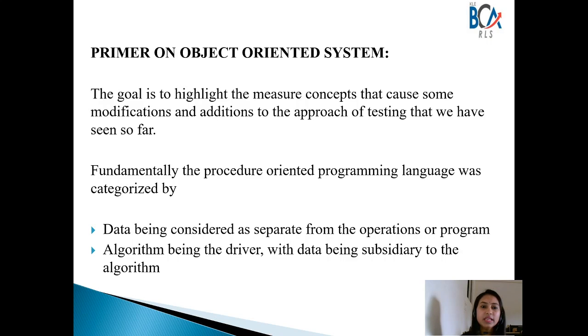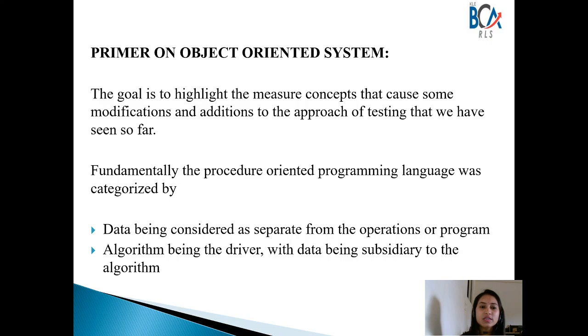So fundamentally, the procedure oriented programming language was categorized by these two things. First one is data being considered as separate from the operations or the program. So we fundamentally consider data is a separate thing than the operations or set of instructions, which is your program, and also the algorithm being the driver with the data being subsidiary to the algorithm.